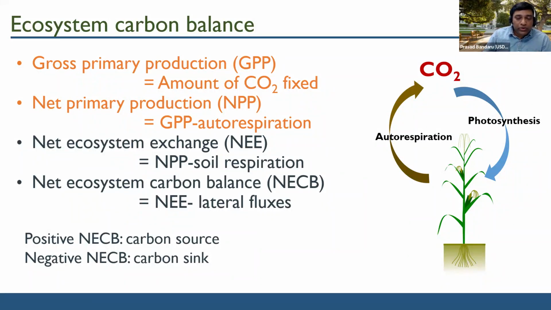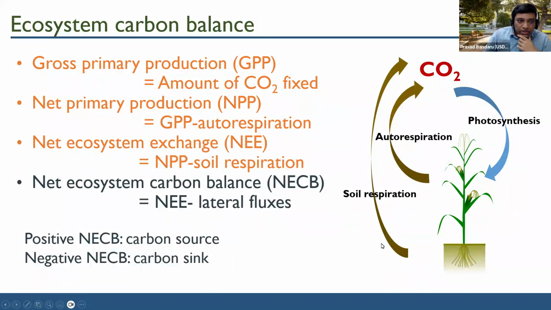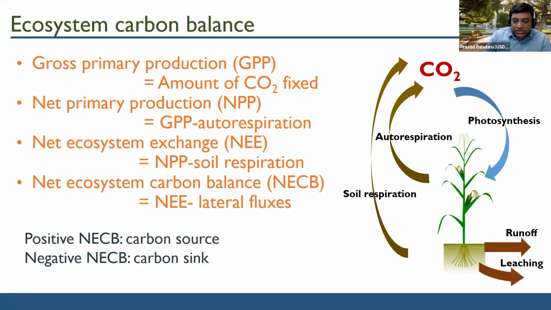And some carbon during the growing season, depending on the cultivation practices, goes back into the atmosphere through the soil respiration. The remaining carbon is the net ecosystem exchange. Finally, a part of the carbon moves into nearby water bodies like rivers through the surface and subsurface runoff and leaching, which we call the lateral flux. The leftover carbon after we subtract the lateral fluxes is the net ecosystem carbon balance.